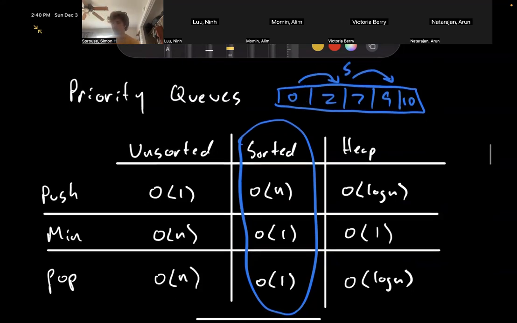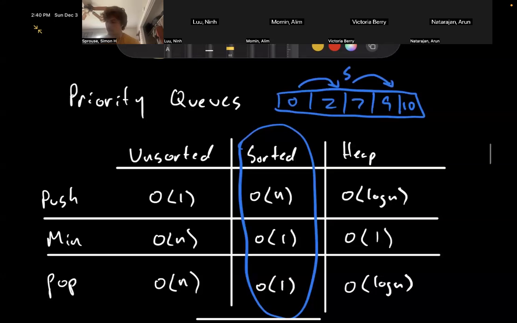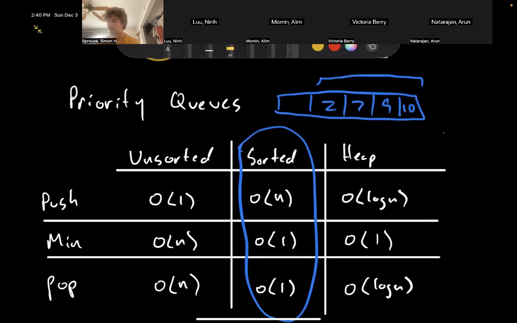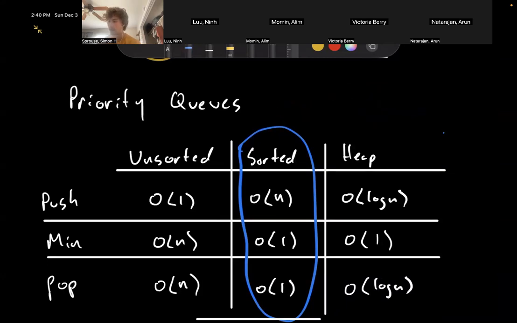And then pop is also going to be really easy, because say we remove the element at index 0, we don't actually have to do any extra work to maintain this sorted order, right? It's still sorted. This is still a sorted priority queue, even though we removed an element. It's good to go as soon as you pop the minimum element.